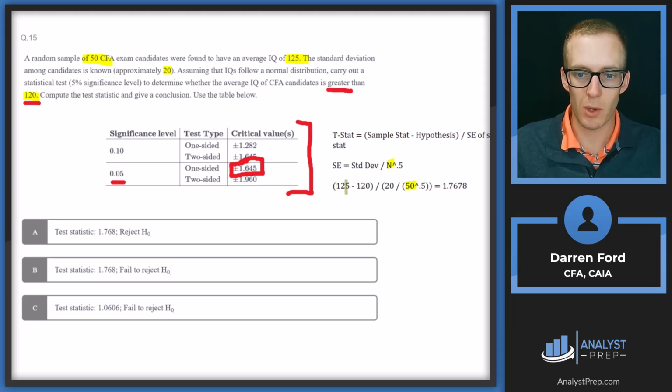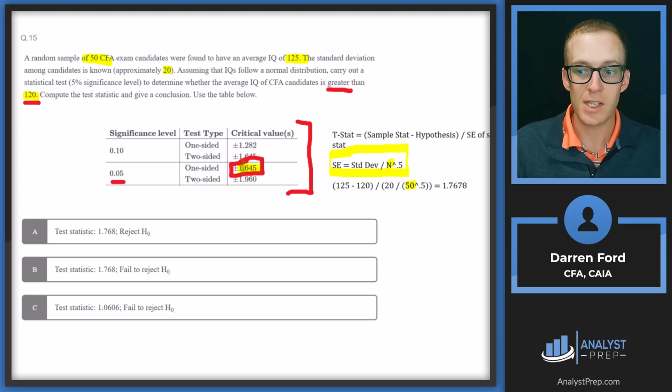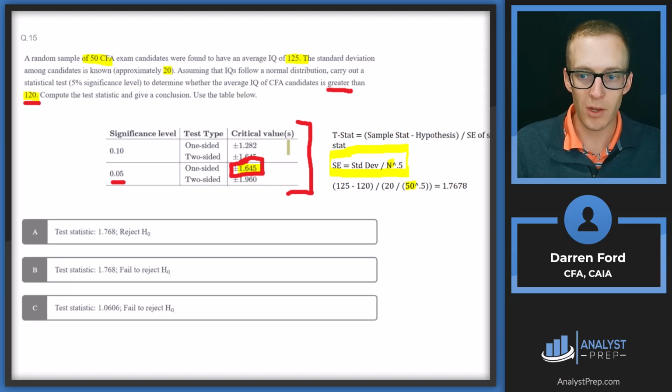So our numerator ends up being 125 minus 120, denominator 20 divided by the square root of 50, which is this whole value here. And we work that through, we get 1.7678. And we're comparing that to 1.645. Since this is greater than our critical value, we're going to be able to reject our null.